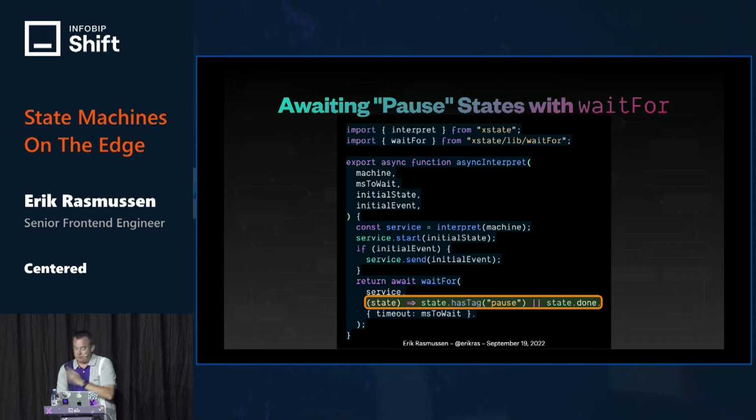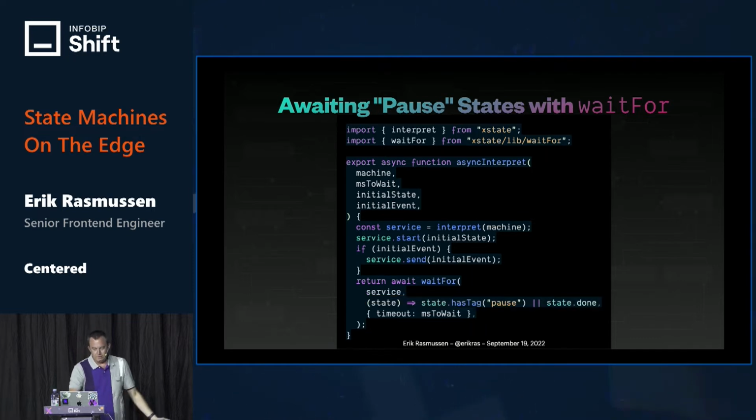And if it returns false, then it's going to keep waiting. State.done is true when we get to a final state. And there's currently no first-party way to make pause states, but xstate does allow you to apply arbitrary tags to your states. So for my implementation, I've labeled the states that I want to be pause states with the pause tag. And so when we get there, we're going to return. So that's all we have to do to run our state machine on the back end.